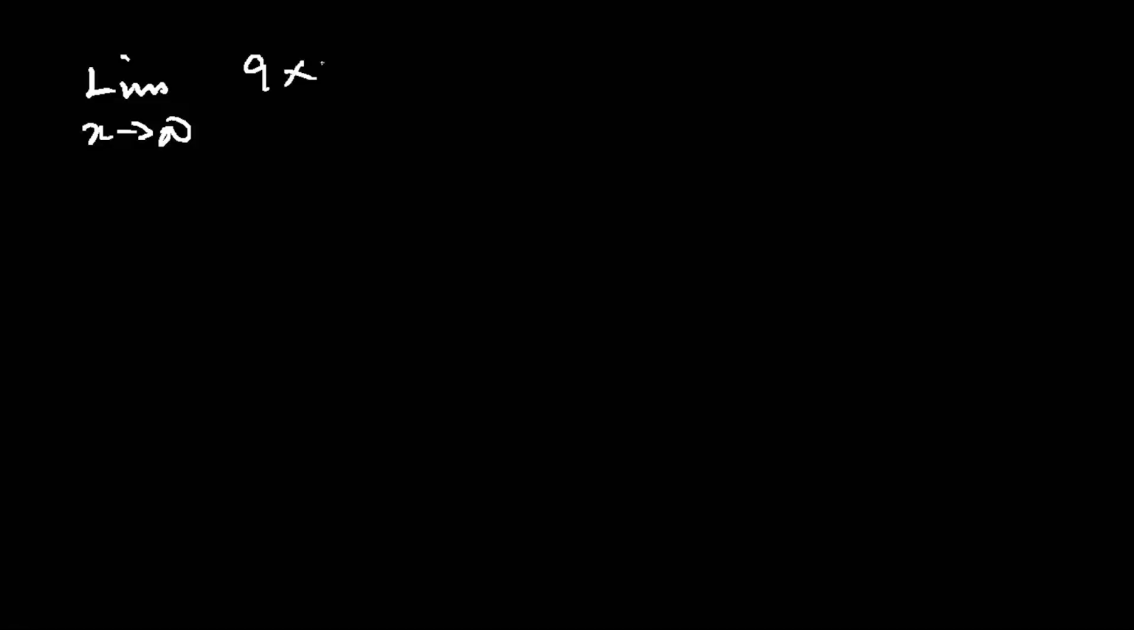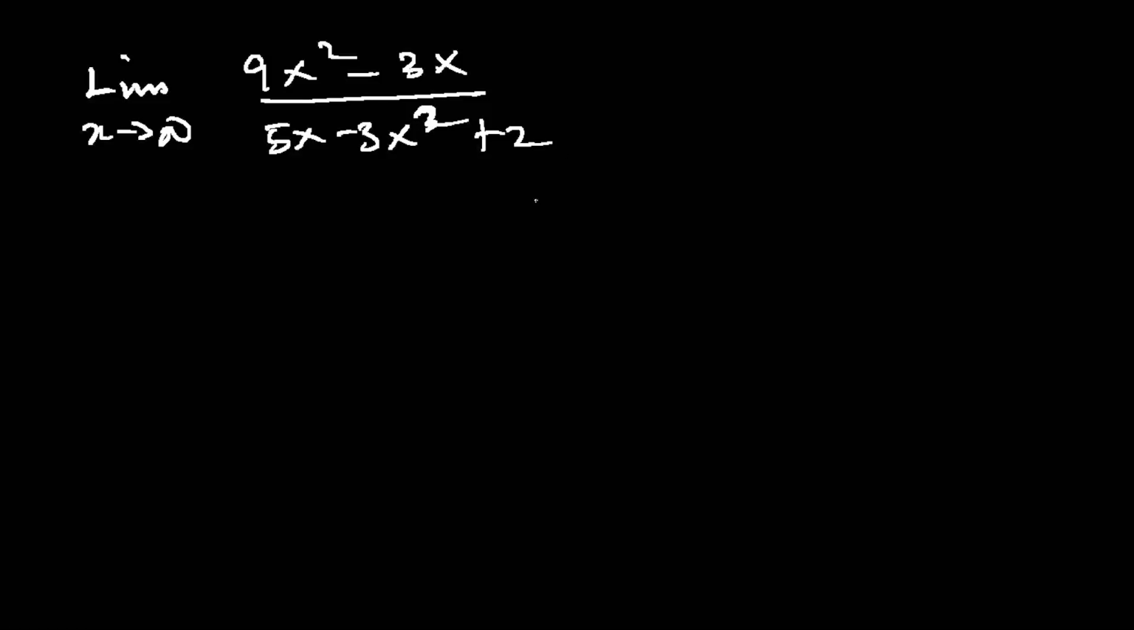So let's look at one more example: 9x squared minus 3x divided by 5x minus 3x squared plus 2. If I have this right now, my result is just minus 3. Remember the trick? I just gave you this so that I can validate the trick I showed you. So this value will be what? 9 divided by minus 3. Why? Because the power of the numerator and denominator is the same. But let's solve it and see what the result is going to be.